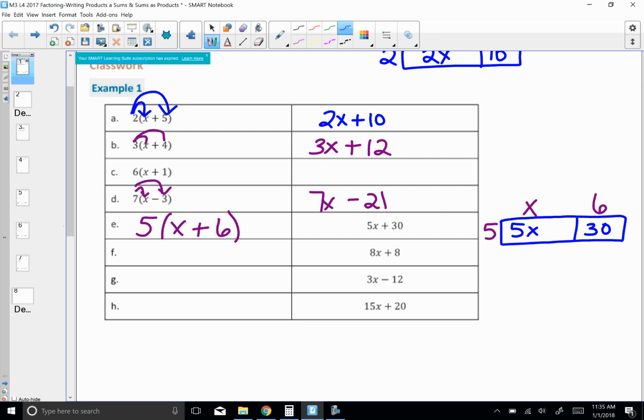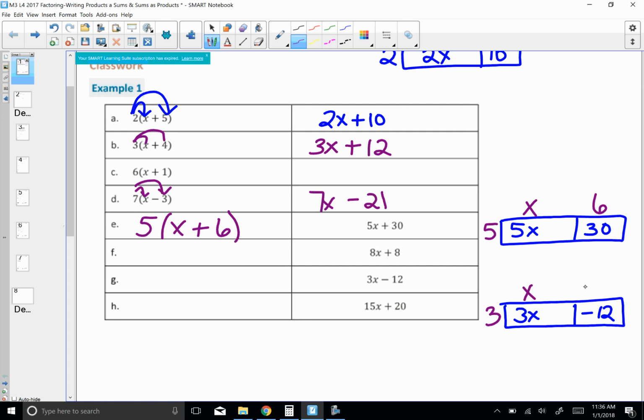Look at letter G. Letter G, again, I have the answer. What did I multiply to get this answer, this product, the answer when I multiplied? So again, if I start with the area model, I have 3x and I have a negative 12. Let's look at 3 and negative 12, they are both numbers. 3 and negative 12, they share a 3. Their common factor is 3. So I made 3 copies of what to get 3 x's? I must have made 3 copies of x. 3 times something gave me a negative 12.